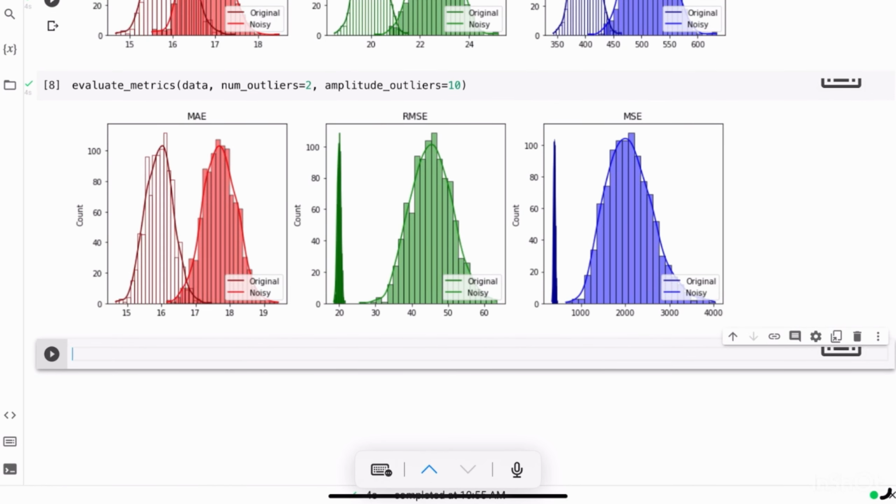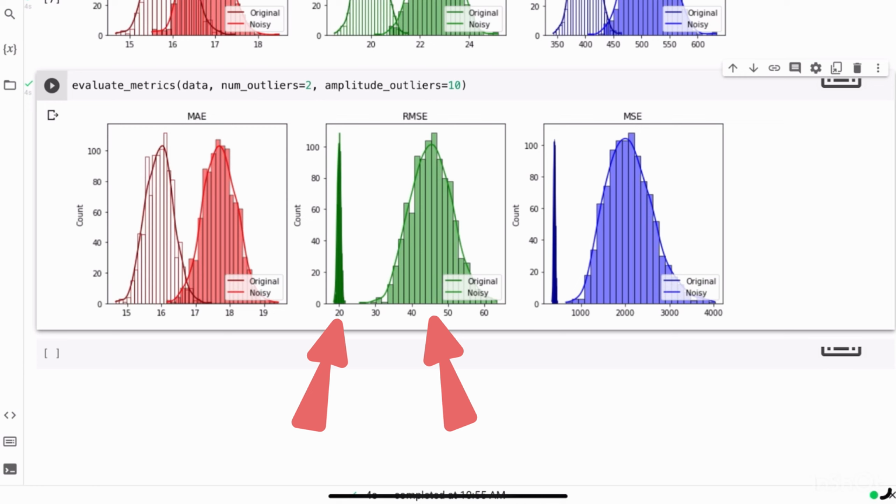So if you check here, MAE is only 2 points different. The original distribution mean is 16, whereas the noisy distribution mean is 18. If you consider RMSE, the original distribution mean is 20, which is that spike you can see on the left side, whereas the noisy distribution mean is almost 48, 49. So you can see how much shift it has become.